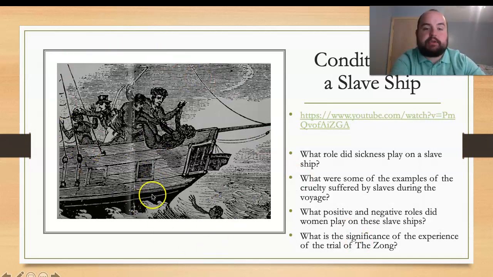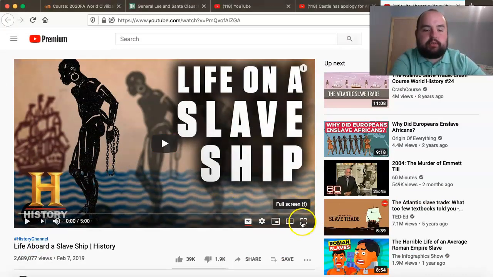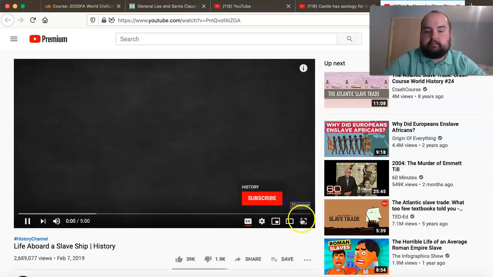right here. So as you can guess just from this picture, what happened on this ship is obviously not a good thing. So really quick, we'll just go over the experience of a slave ship, and then hopefully you guys can discuss it or get some notes from it, and then we'll move on.